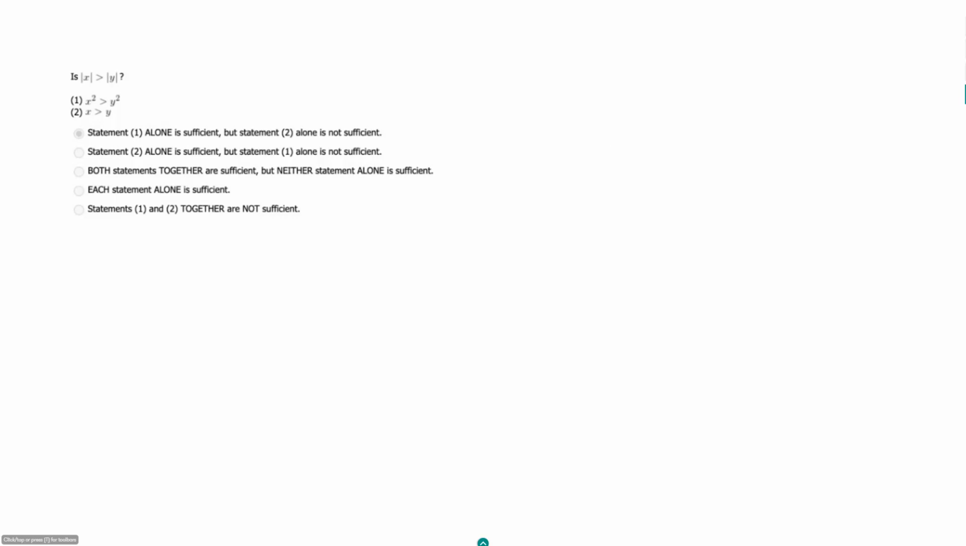So statement 1 says x squared is greater than y squared. When you square something, or raise it to an even power in general, you are eliminating the effect of any sign for x or y, because you are making everything positive. So really, you are only taking into consideration the magnitude, or how far those numbers are from 0. So this is in effect saying the same thing as the absolute value of x is greater than the absolute value of y.